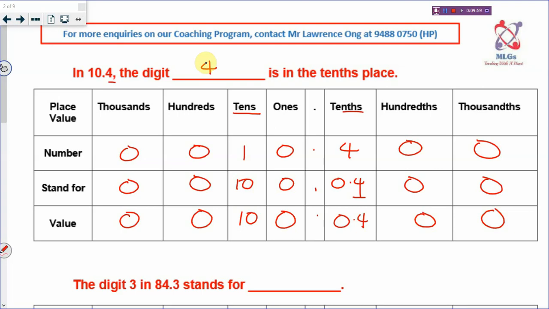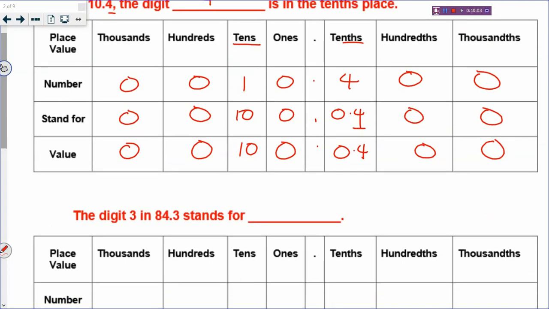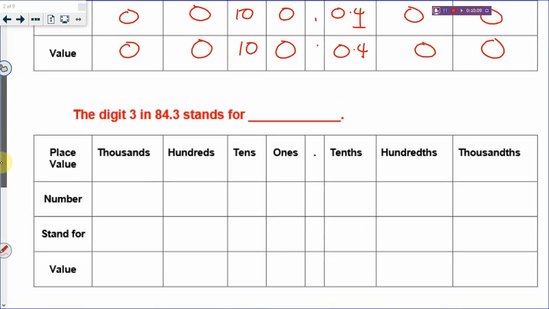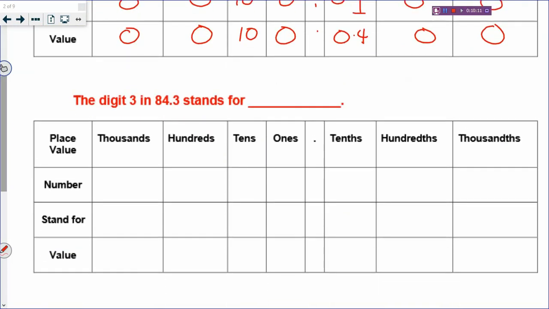Okay, now let's go on to another example. Alright, so if you're still a bit confused, we just go a bit slow. Just look at a few more examples. Okay, now let's go to the next one. Digit 3 in 84.3 stands for what? When you see the words stands for, you have to write in numeral, which is 0.3. Alright, if you know the answer, you can put that down.